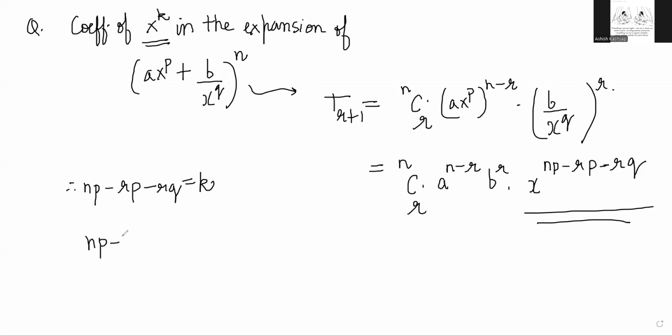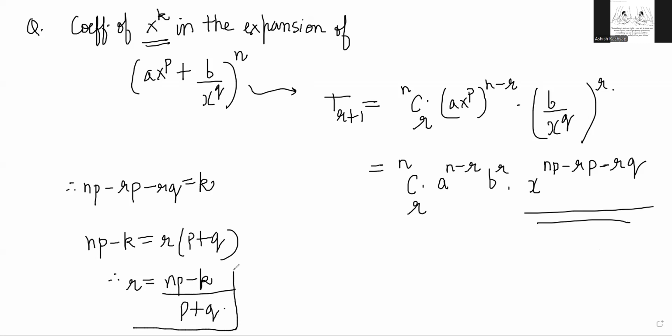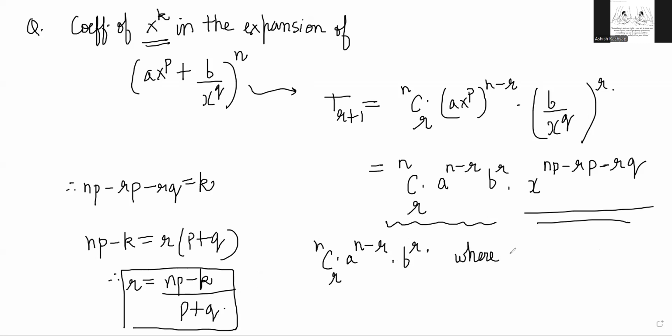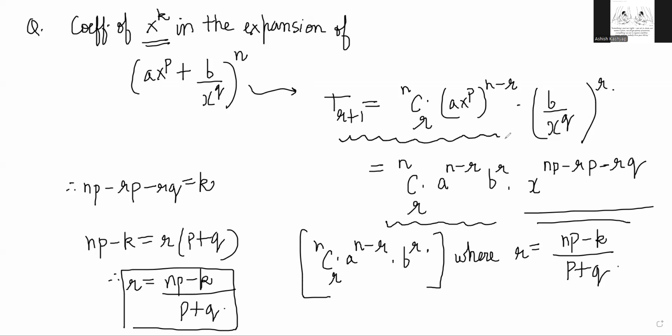So you're getting np minus k is equal to r times p plus q. Therefore, r is equal to np minus k by p plus q. Once we get this value of r, we will put that in this expression. So our coefficient will be nCr a power n minus r times b power r, where r is equal to np minus k by p plus q. This is the type of problem that you will solve if you know how to write the general term of the binomial expansion. So you should be aware of that.